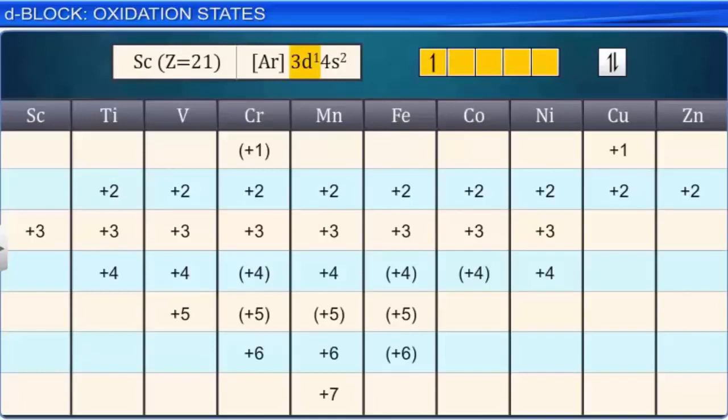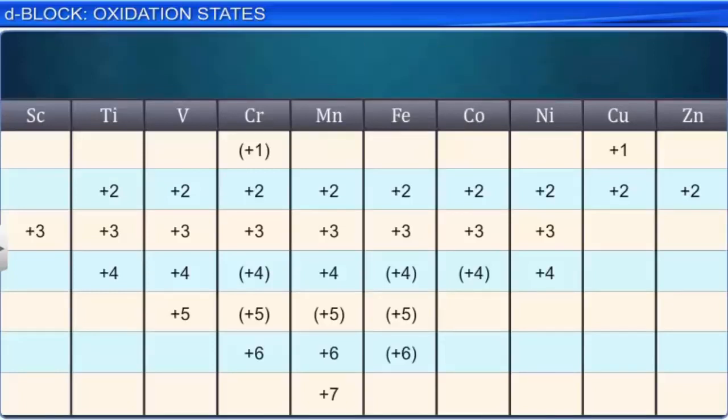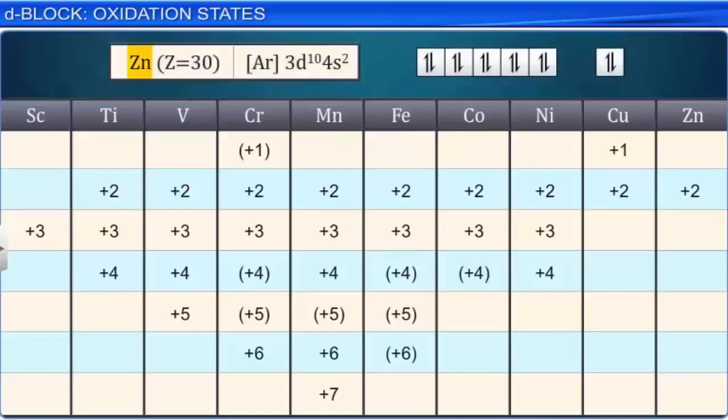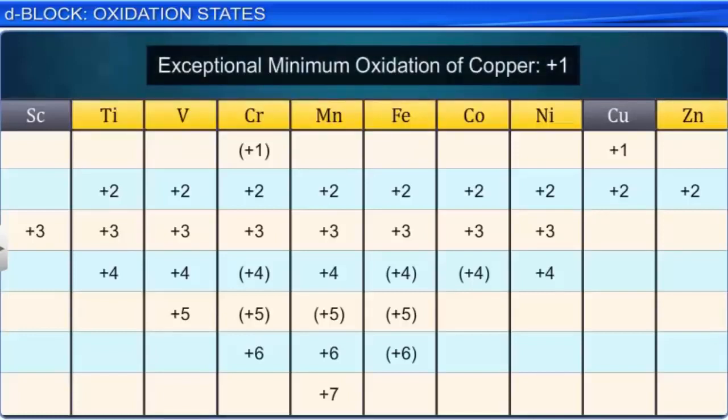On the other hand, zinc, due to the presence of too many d electrons, has fewer orbitals available for bonding, and thus does not exhibit variable oxidation states. The elements from titanium to zinc, with the exception of copper, show a minimum oxidation state of +2. Copper shows a minimum oxidation state of +1.